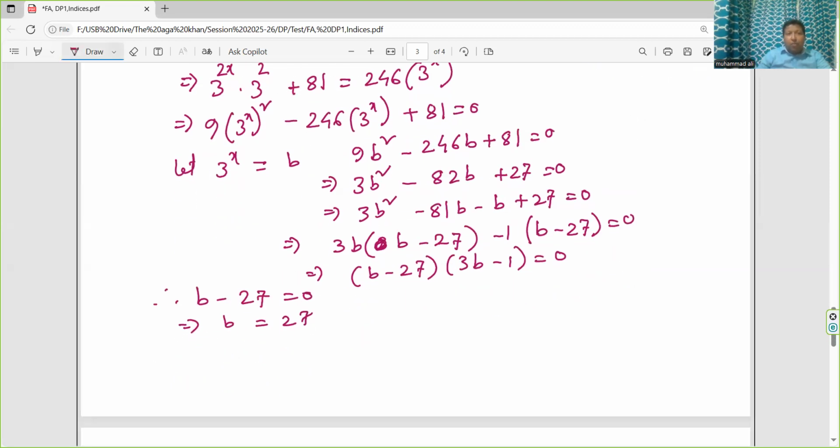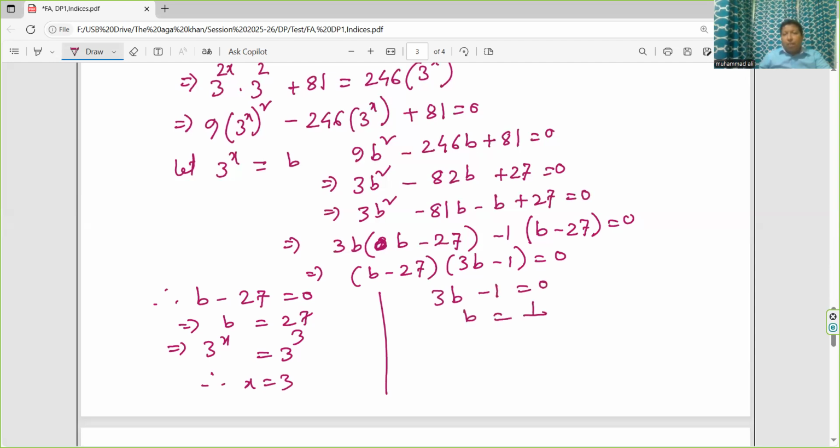Instead of b, we can write 3 to the power x. Instead of 27, you can write 3 cube. Therefore, x equals 3. Now, 3b minus 1 equals 0. b equals 1 by 3, which means 3 inverse. So instead of b, you can write 3 to the power x equals 3 to the power minus 1. If both of these bases are the same, the powers will be equal, x equals minus 1.